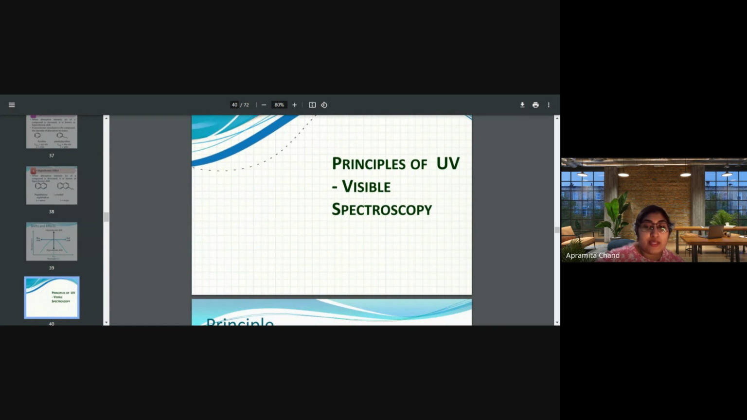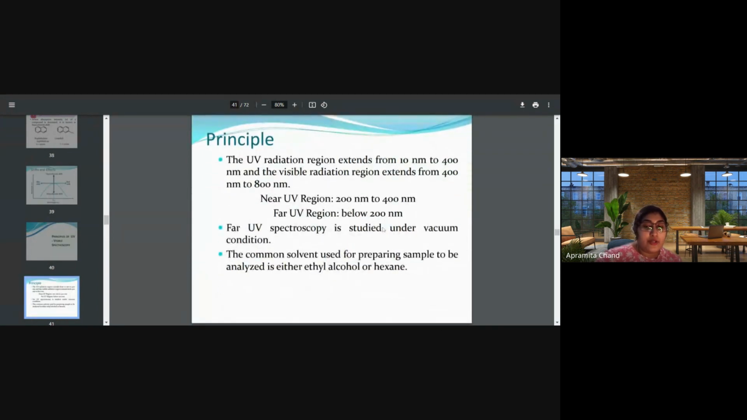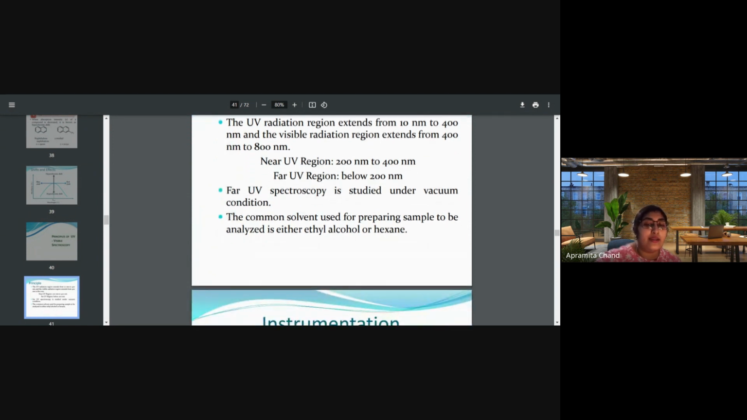So what are the basic principles of UV visible spectroscopy? First, you have to see the ranges. What are the ranges for UV? What are the ranges for visible? Visible, we all know it extends from 400 to 800 nanometers. In UV also, you have two kinds of regions, near UV and far UV. Near UV is from 200 to 400, far UV is below 200. And this far UV is usually studied under vacuum conditions.